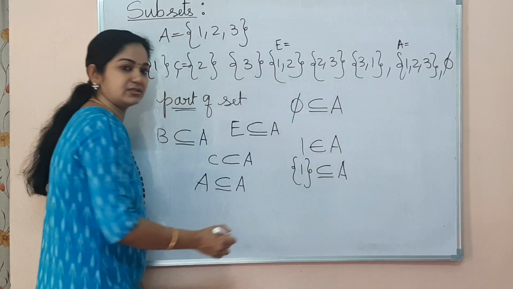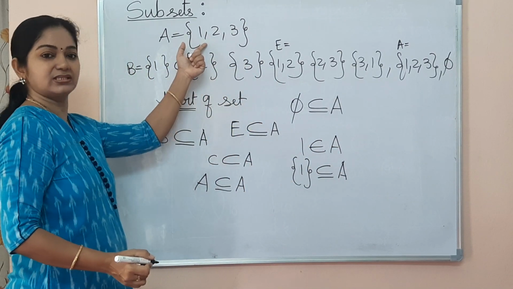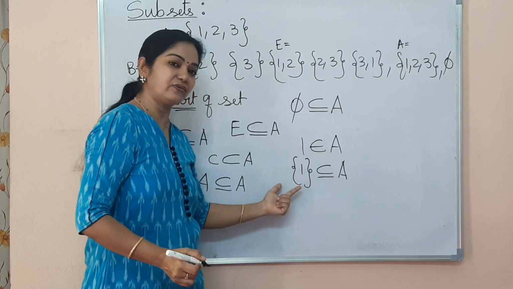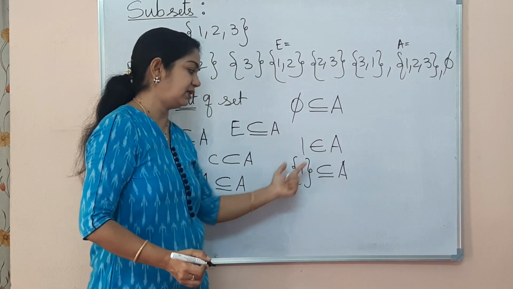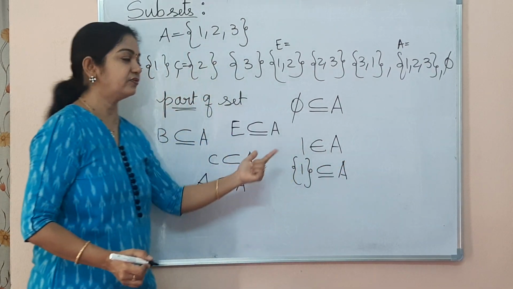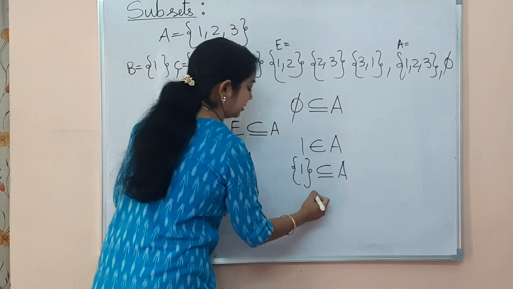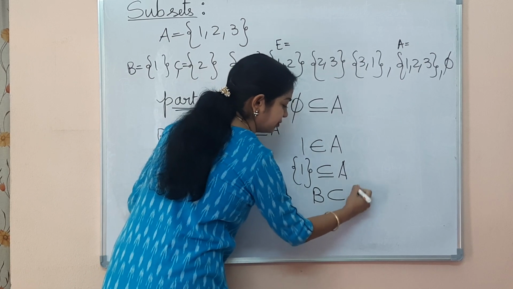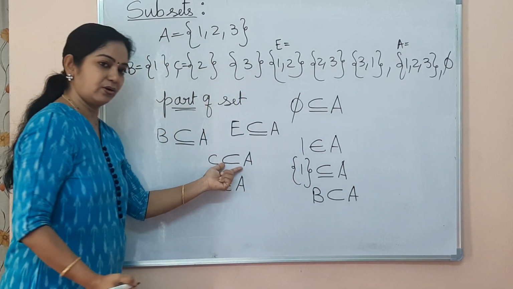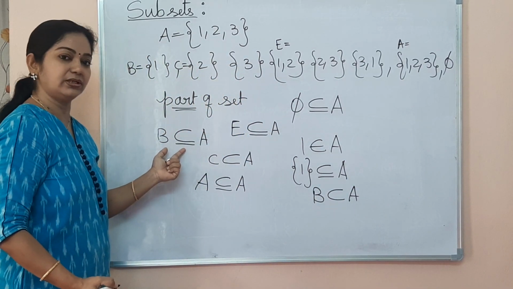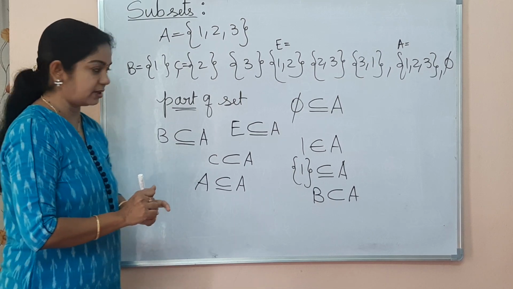You understood the difference? Elements belong to the set, whereas a part of the set is a subset. B is a subset of A. You can write it with the elongated C symbol, or you can denote it like this. Okay, this is all about sets.